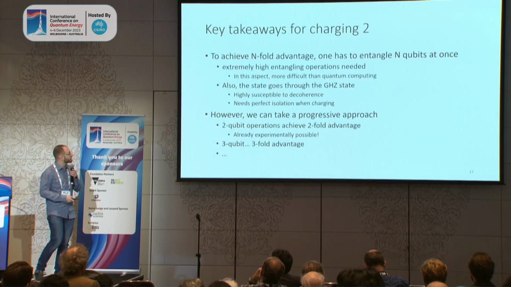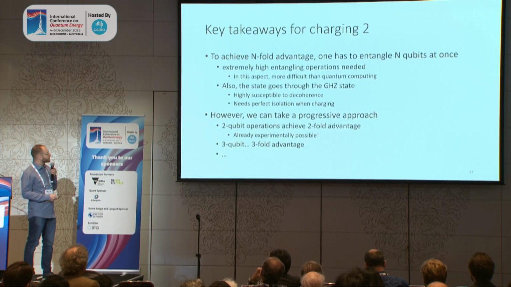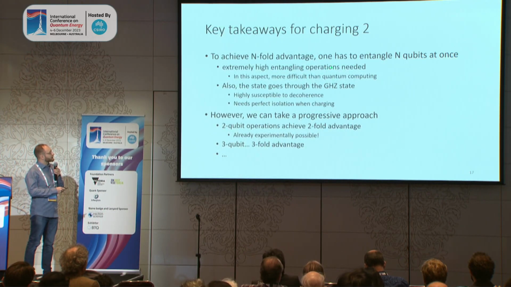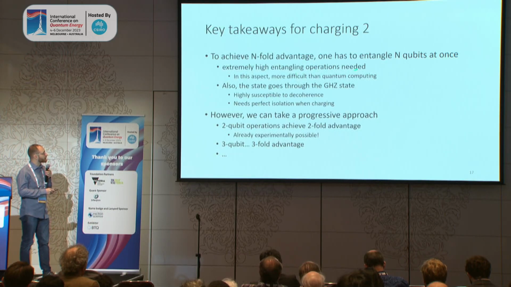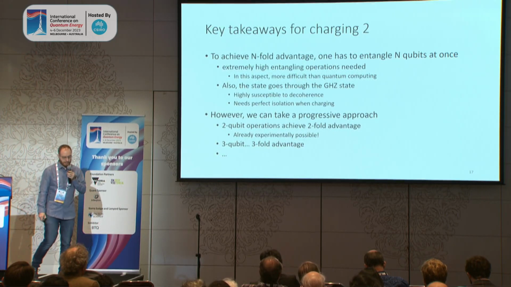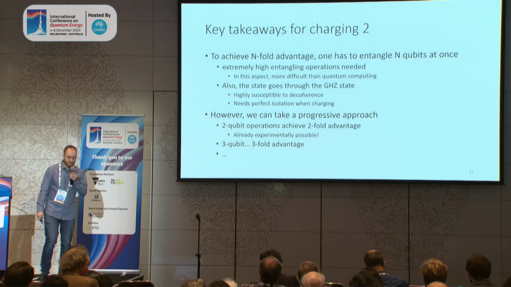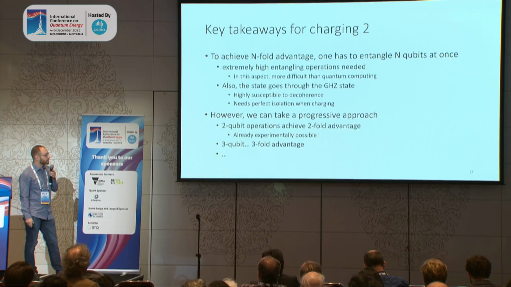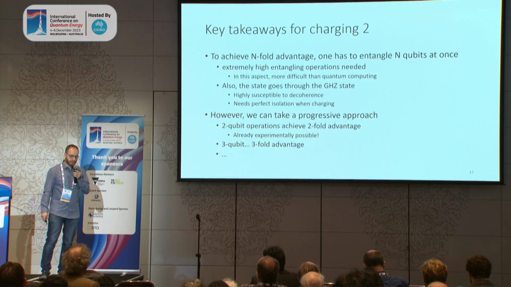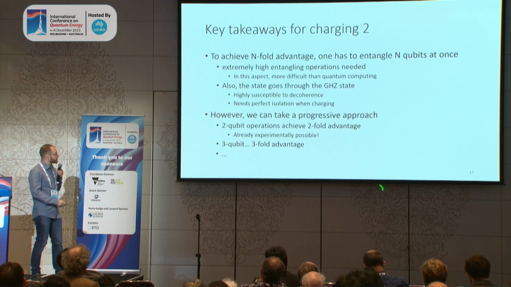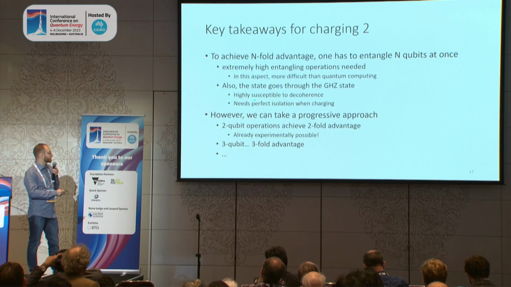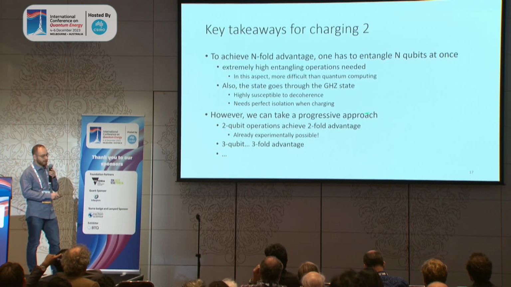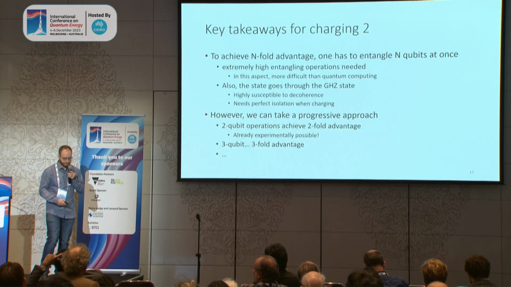And that brings us to the next slide, key takeaways. To achieve an n-fold advantage, one has to entangle n qubits at once, and for that you need extremely high-order entangling operations. In that aspect, it's actually more difficult than quantum computing, because in quantum computing you just need 2-qubit operations to create anything you want. But if you use 2-qubit operations here, yes, you can create the GHZ state, but it's not going to be fast. And this GHZ state is highly susceptible to decoherence, so we need perfect isolation when charging. When it's charged, it's no longer a problem.